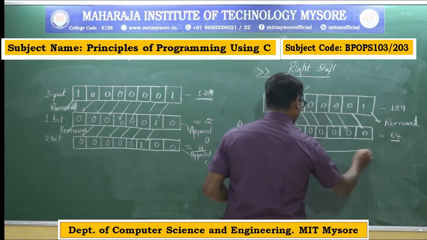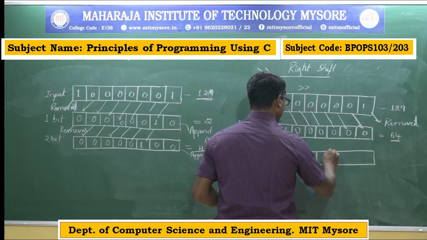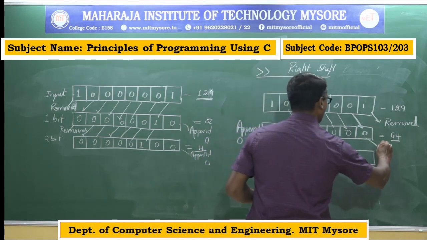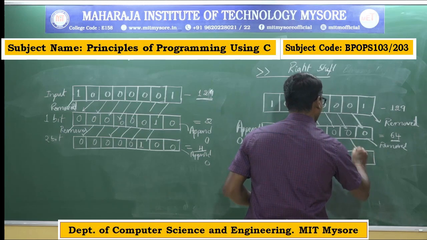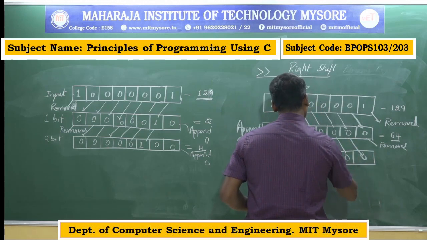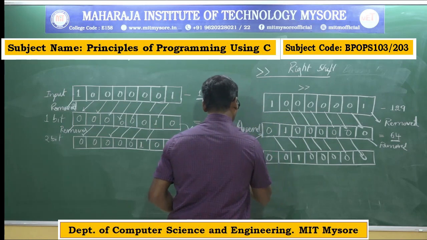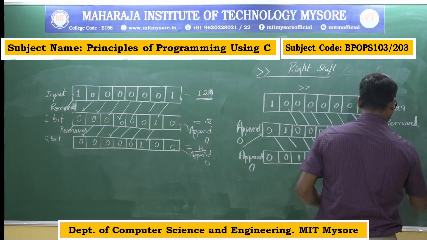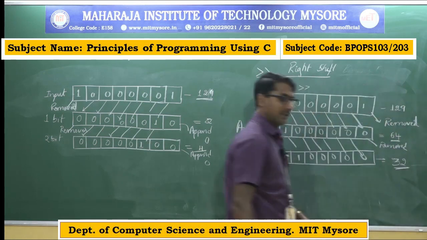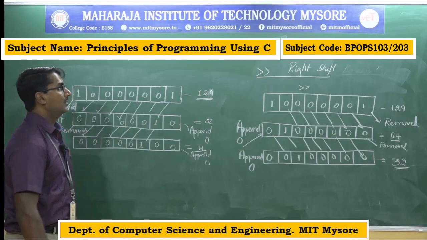Similarly, if I shift this number again, now this will be removed. Now 0, 0, 0, 0, 0, 1, 0 and 0. Append 0. Now the resultant value is 32. Here the power will be decreased, whereas in the left shift the power increases. Okay, this is about the bitwise operator.